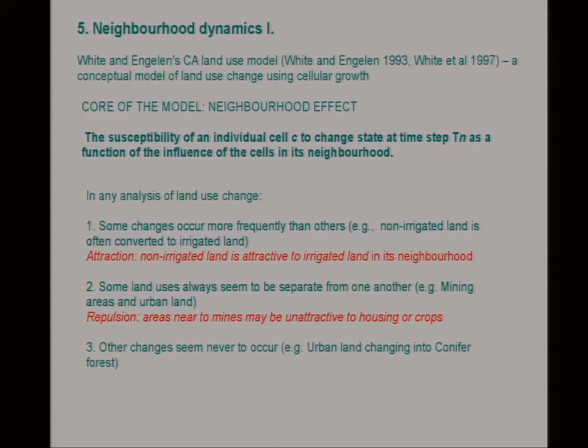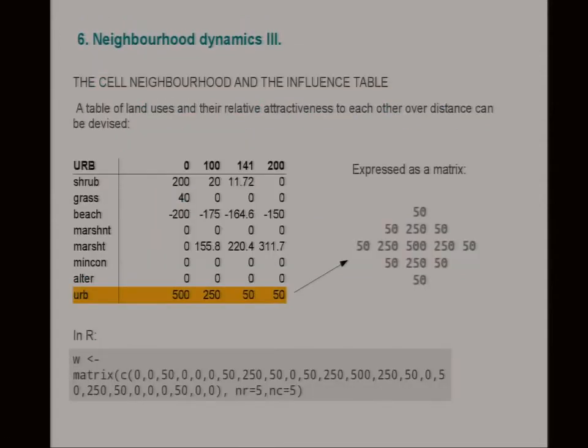Urban land changing into conifer forest. Very, very rare situations this might happen. As a general rule, it doesn't tend to. And this is an example of persistence. Some things nearly always stay where they are. And urban land is a good example of this.